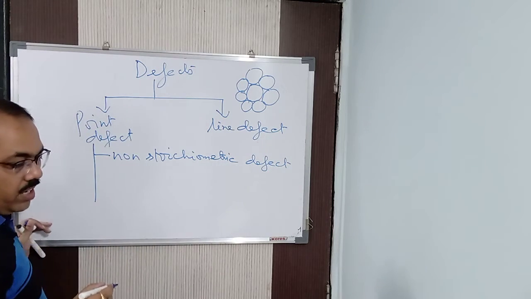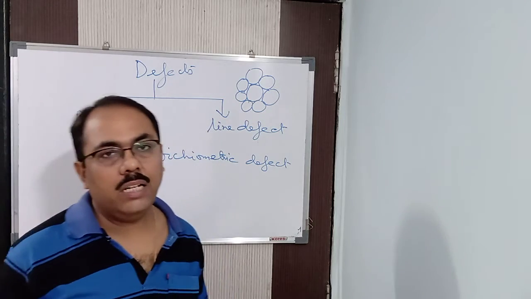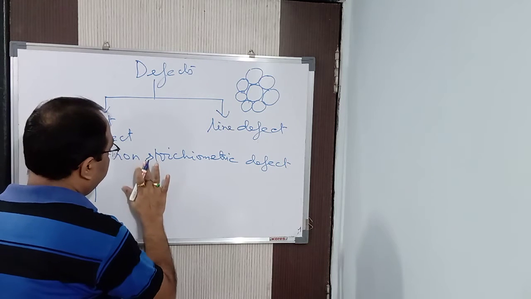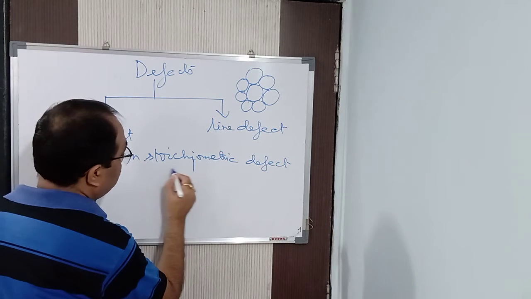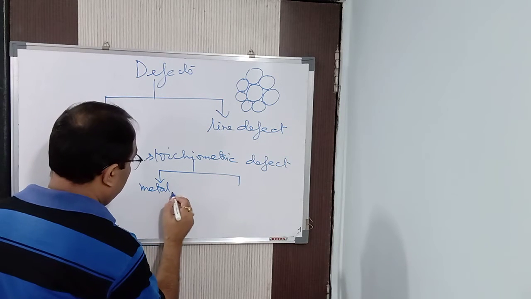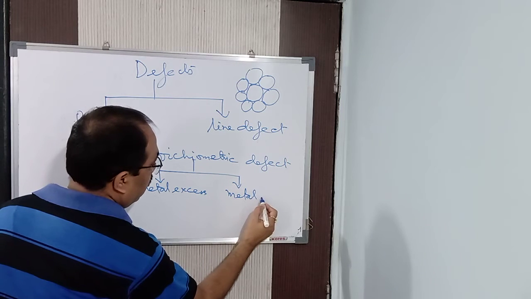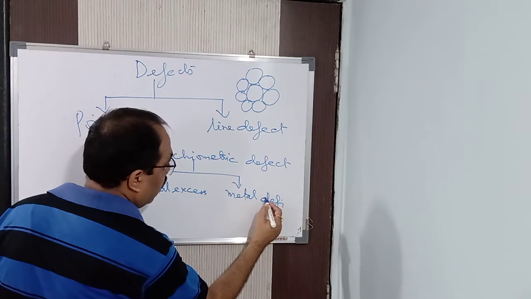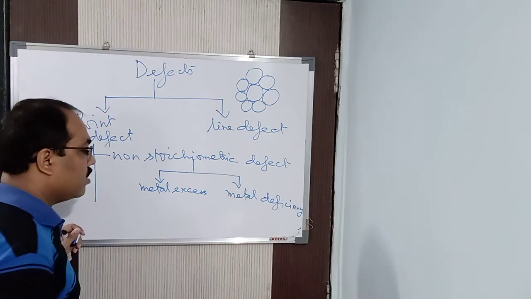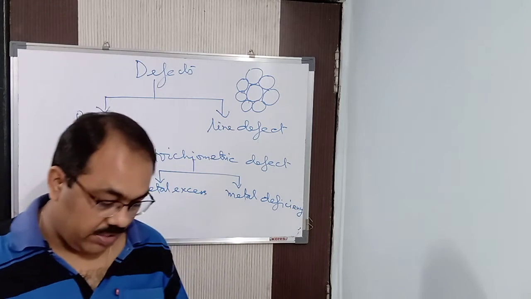Now, the non-stoichiometric defects we have are the metal excess defect and the metal deficiency defect. Clear? What I said: one is metal excess, and another is metal deficiency. Metal excess defect and metal deficiency defect, we can say that.